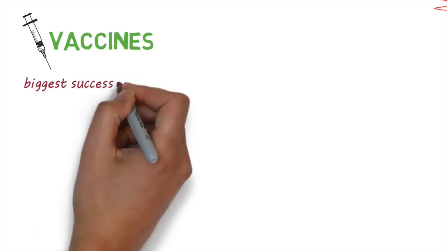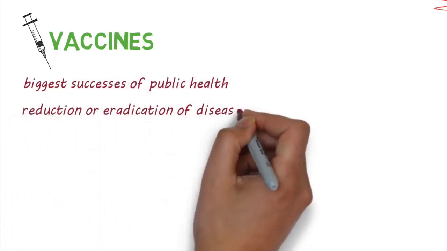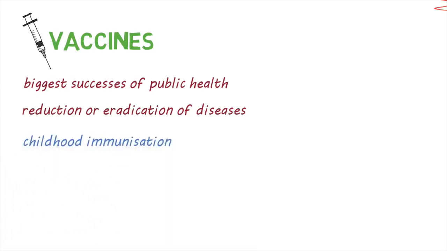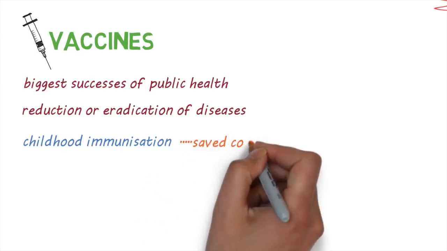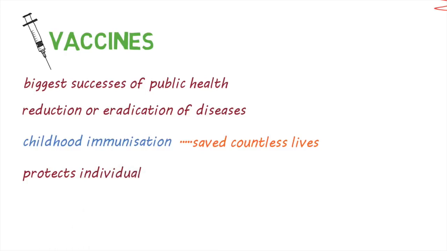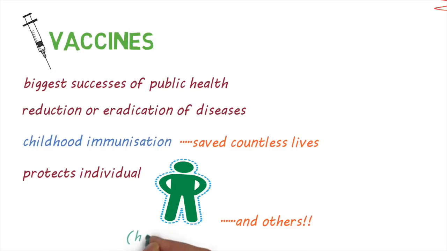Vaccines are one of the biggest successes of public health and have led to reductions and, in some instances, eradication of infectious diseases. Routine immunization of children has led to a dramatic decline in diseases like measles, diphtheria, and pertussis, saving countless lives. Vaccines not only protect the individuals, but by increasing the level of immunity in the community, also protect others. This is called herd immunity.